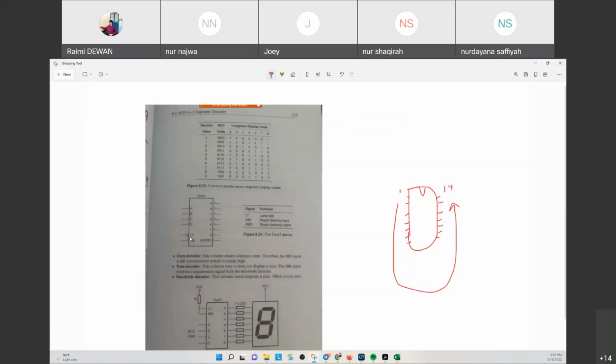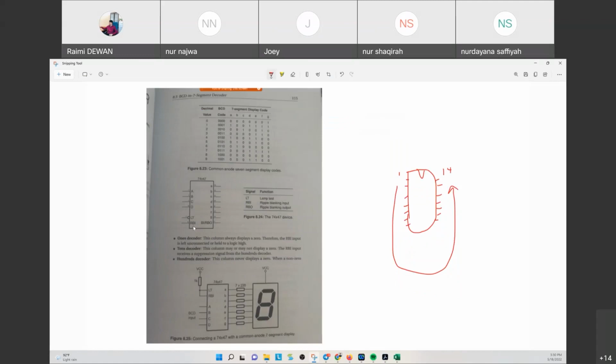And then you have the LT, and then here is RBI. LT at page 114, it is mentioned as the lamp test. Turn on all segments when pulled low. So if the LT is low, this one is active low. If we put 0 here, all of the segments, all means not one left, all will be turned on.